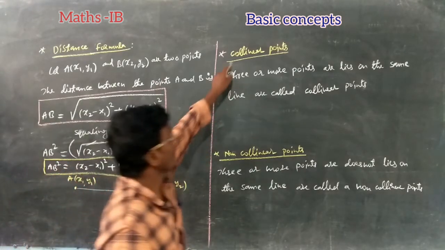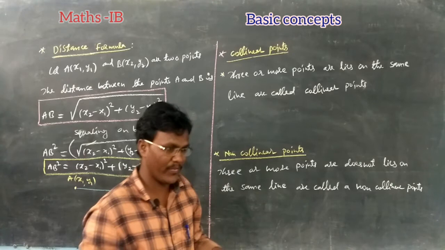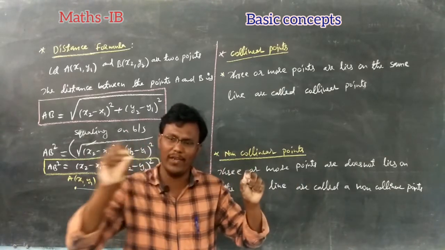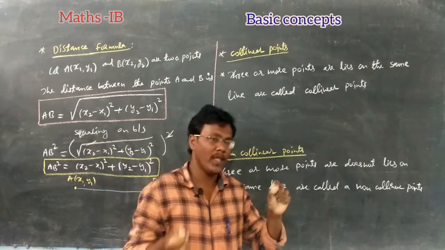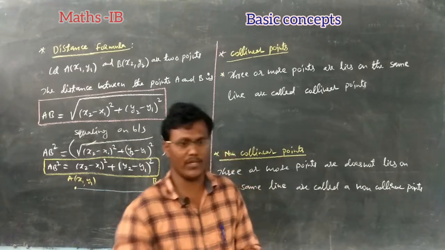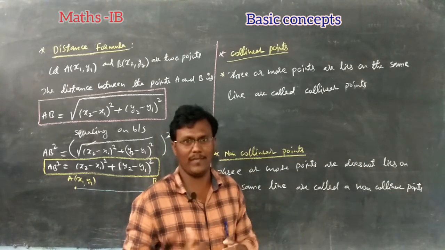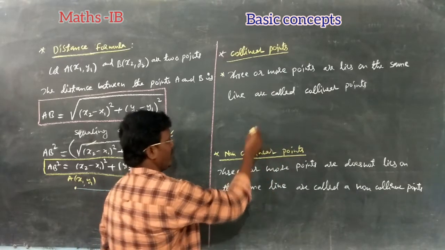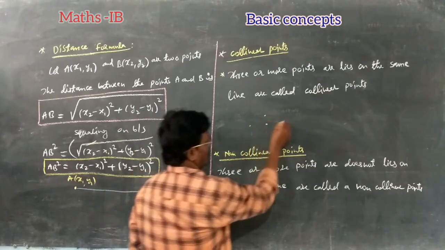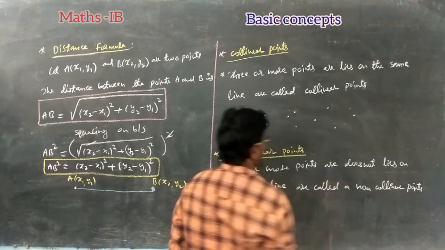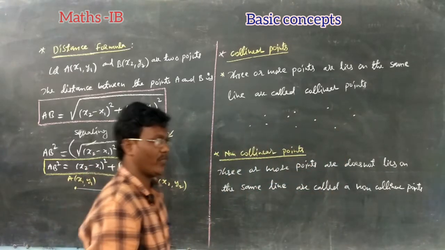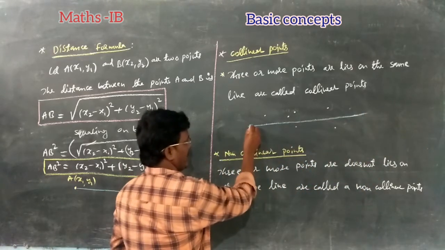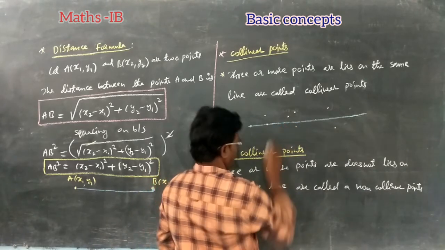Next, collinear points. Collinear points means, if you take 3 or more points, we have to check whether they lie on the same line or not. If they lie on the same line, we can say they are collinear points. If they do not lie on the same line, they are called non-collinear points. Observe here. Suppose these all are the points. So 3 or more points lie on the same line. Now I am drawing one line here. This is the line. So how many points are here? This one, and here also another one.